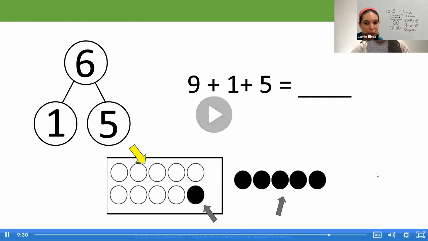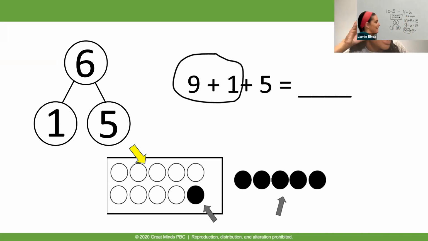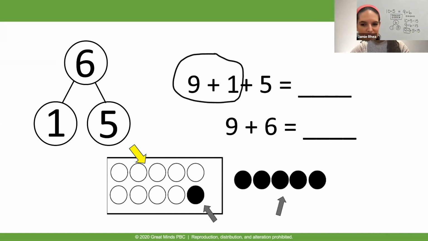Just like we framed our 10 in our drawing, we're going to frame our numbers too. There's my 9 and 1. Make 10. Yes, 9 and 1 make 10. So we have 10 and 5 more, which equals? 15. That's right, 10 and 5 more equals 15. So 9 plus 6 equals? 15. Yes, 9 plus 6 equals 15.